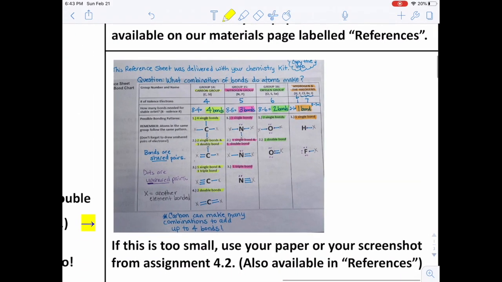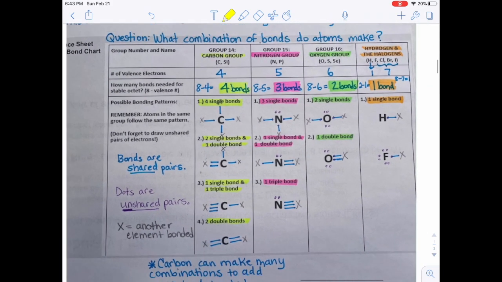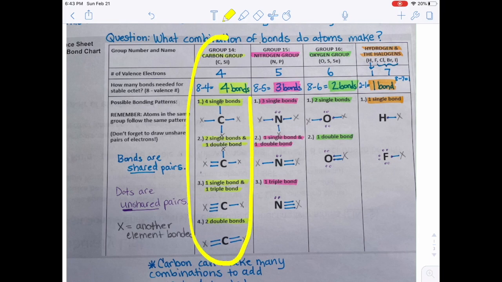If we look at our bond chart, this is great for visual learners because it helps you to see how that atom might look in a molecule. But I want to make sure you know that when you look at this column here with carbon, carbon would look like this in molecules. And there's 4 ways that carbon can get its 4 bonds. It can have 4 single bonds. It can have 2 singles and a double, to add up to 4. It can have the triple and the single to add up to 4, or 2 doubles. So with math, 2 doubles is kind of like 2 plus 2 is 4. And so getting 4 bonds can be done in lots of different ways.